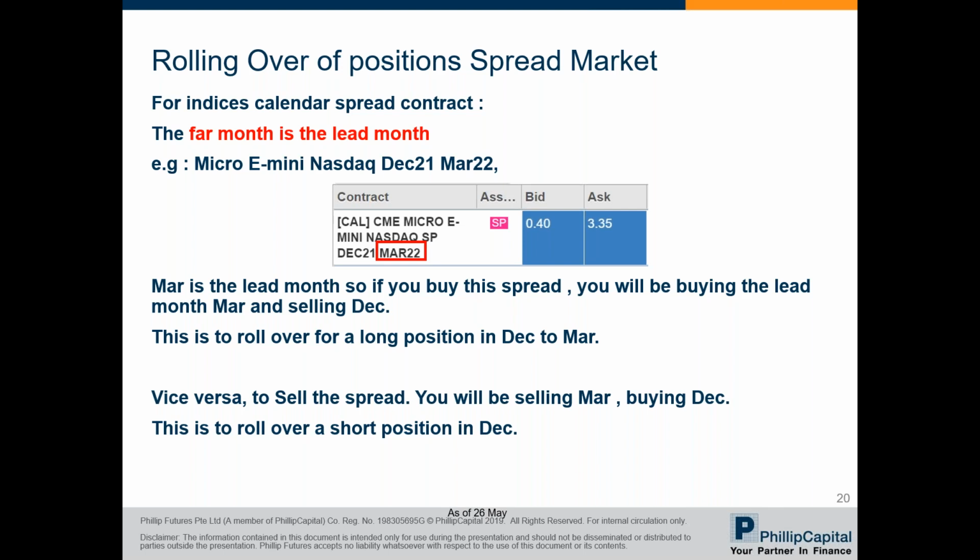Vice versa, if you have a sell position instead in the December contract and you need to roll over the sell position to March, you have to sell the December March contract instead. So you need to look at the bid price here. Right, so in short, look at the end of the contract name, and that will be the lead month, and will decide your decision of the direction from there.